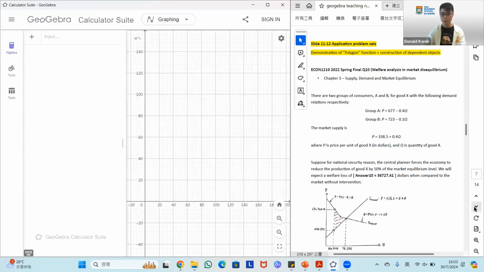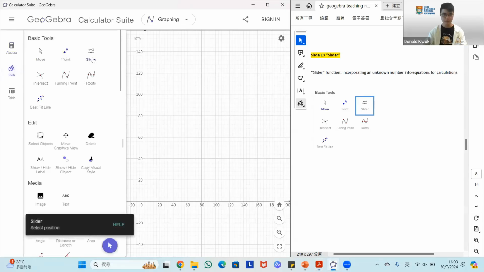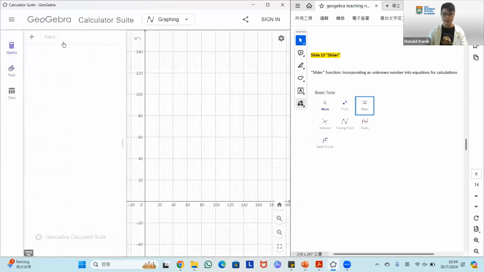Moving on to the third part of this workshop, we are going to discuss the use of the slider function. The slider allows us to incorporate an unknown number into some equations for calculations. You can see that I actually implicitly used the slider function in the problem about power of trade just now. You can either access the slider function through the tools section, or you can also directly type something in the algebra panel like this.